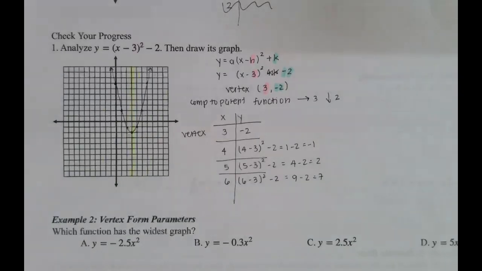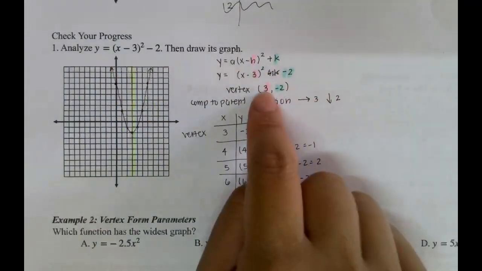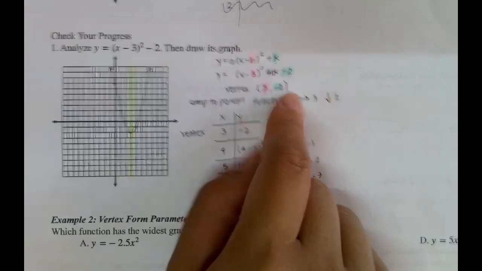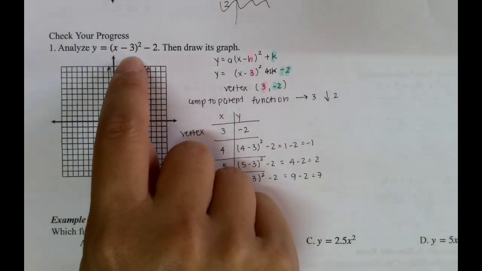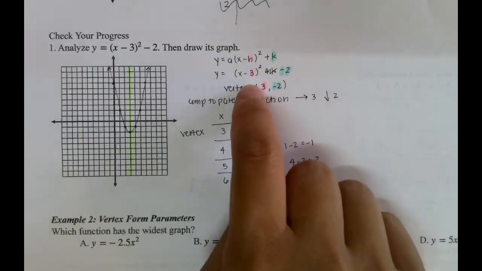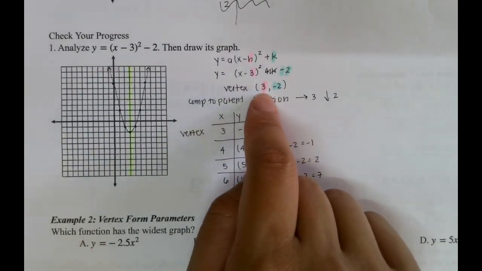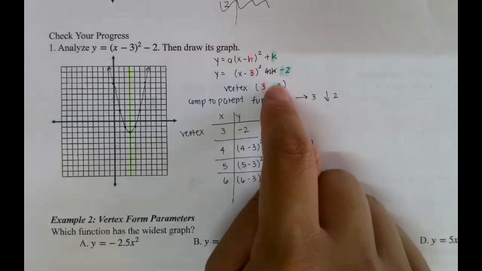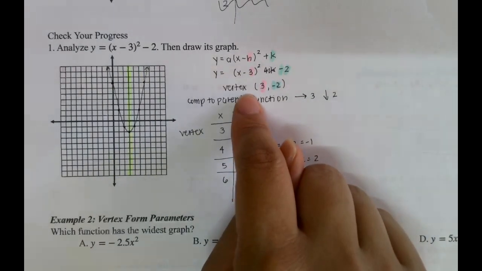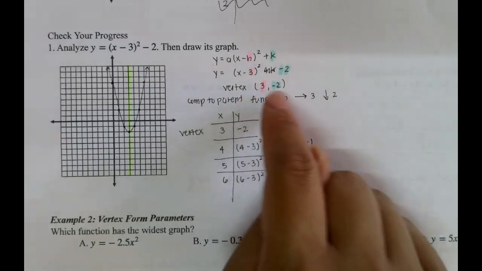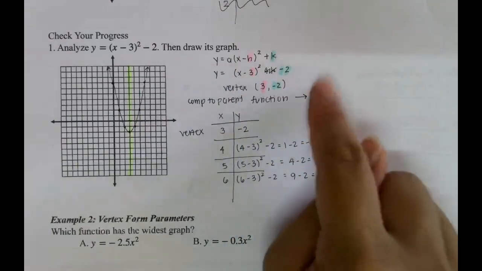So what you should have noticed is that the vertex is at (3, -2). Again, we often think about h as opposite signs. Since this is x minus 3, and it's x minus h, that would make h +3. And k is going to be the same sign, so it's -2. What that means is compared to my parent function, this moved right 3 and down 2.